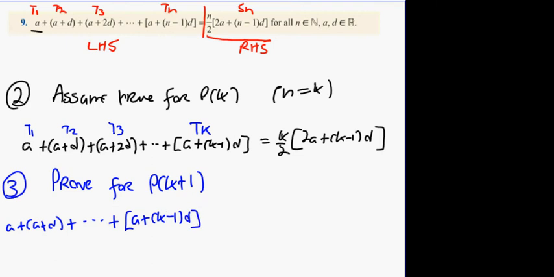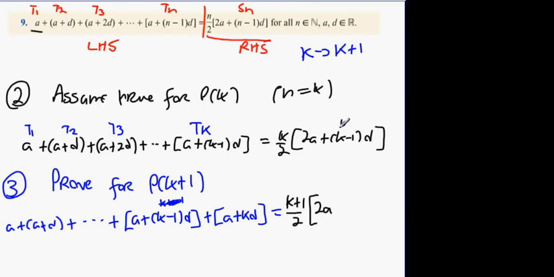Now we have to find the k plus 1 term, so we need to replace k with k plus 1, and what we get is plus a. Now imagine this is k plus 1, it's going to be k plus 1 minus 1, and k plus 1 minus 1 is just k, so a plus kd, close bracket. Now equals, replace k with k plus 1, and we're going to get k plus 1 all over 2 into 2a, and then k plus 1 minus 1, so 2a plus kd.